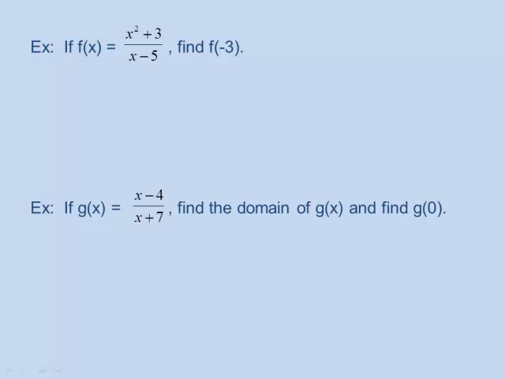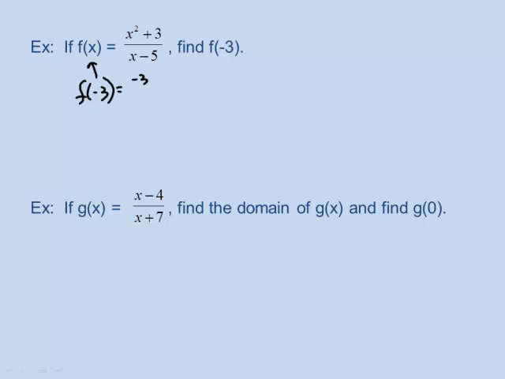So let's look at these two types of problems you might see in homework. If f of x is equal to x squared plus 3 divided by x minus 5, find f of negative 3. Okay, so this is simply an evaluation problem, not unlike the evaluation problems we've done prior to this in other sections. We simply want to let negative 3 represent all the x's in the rational function.